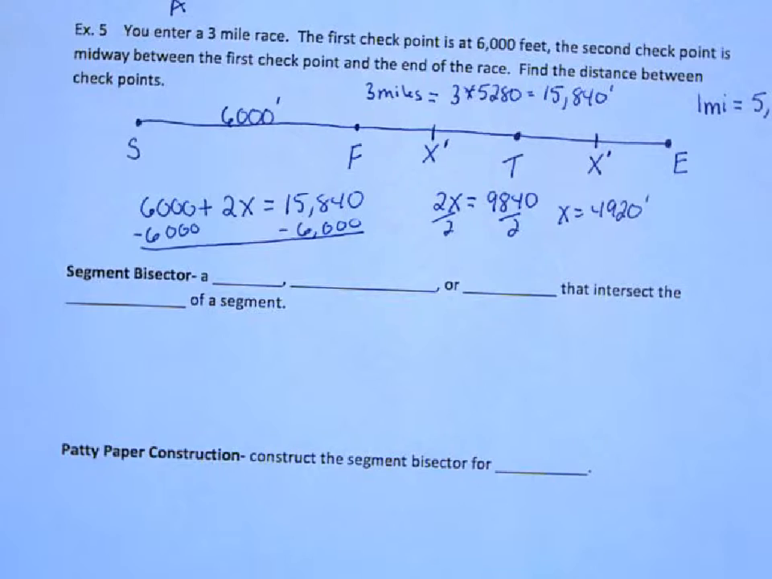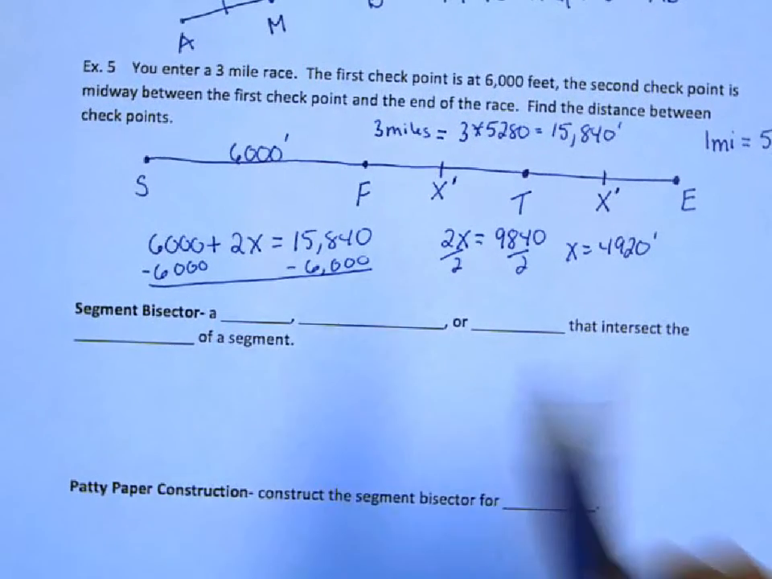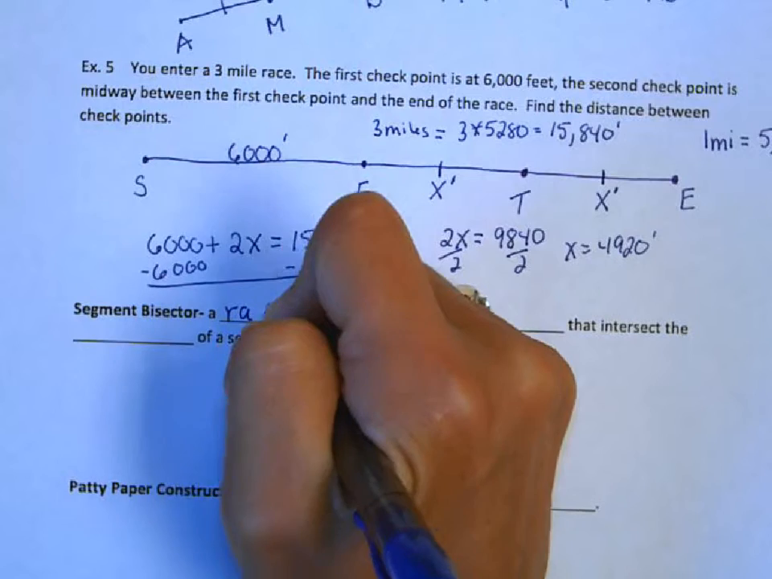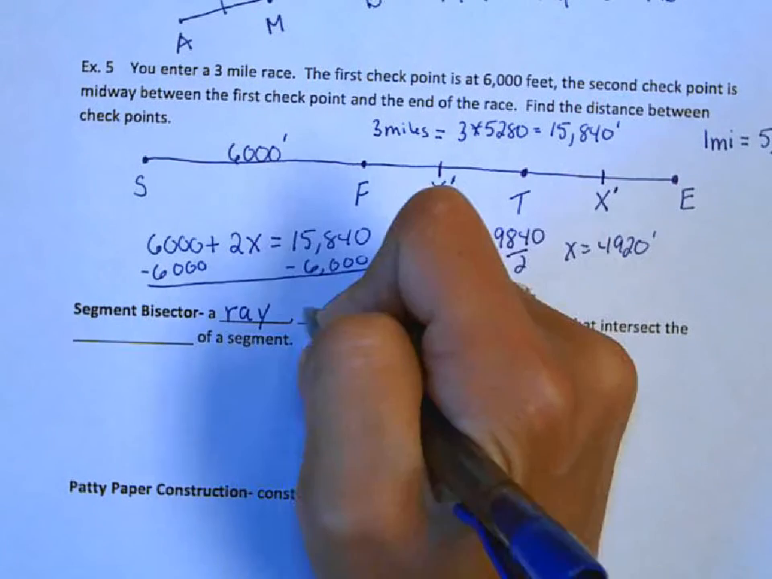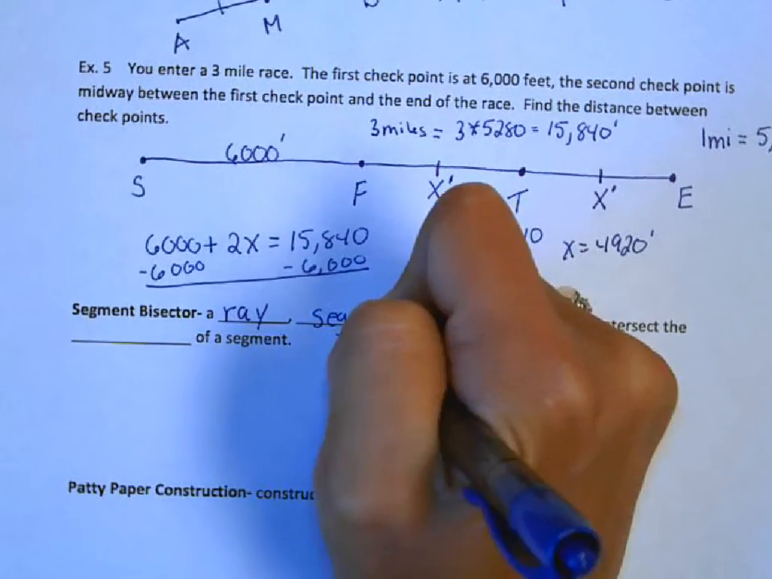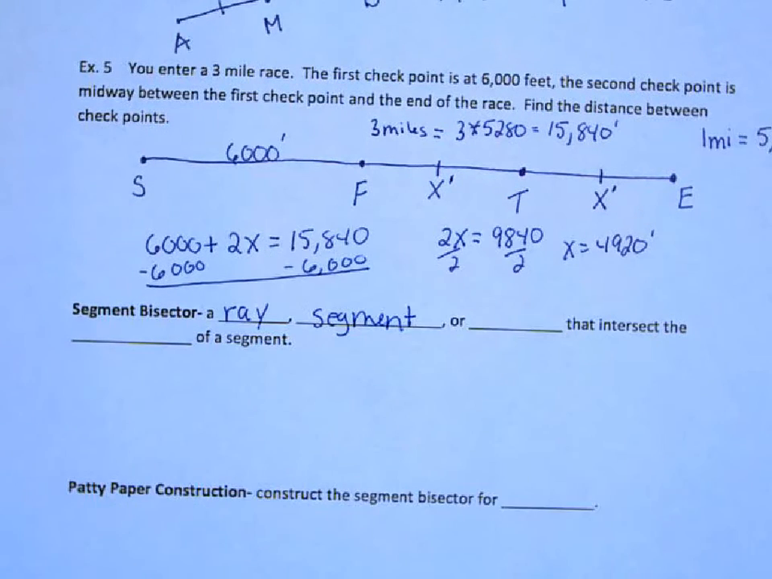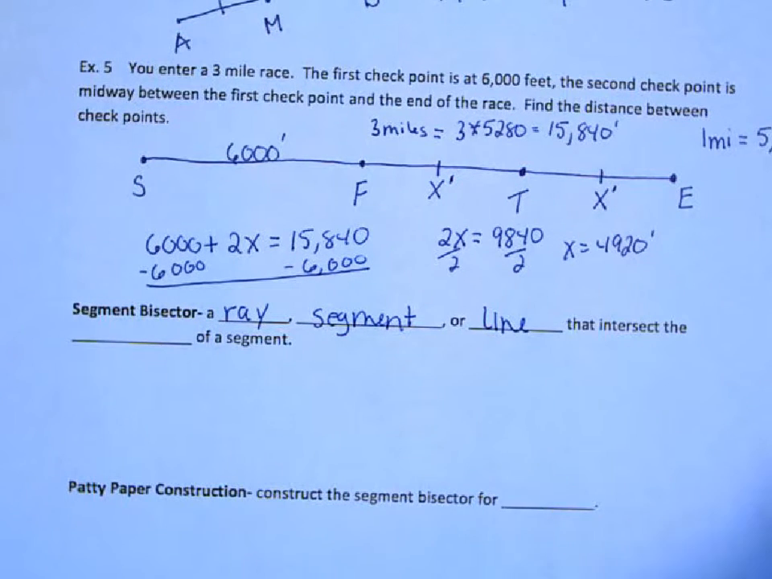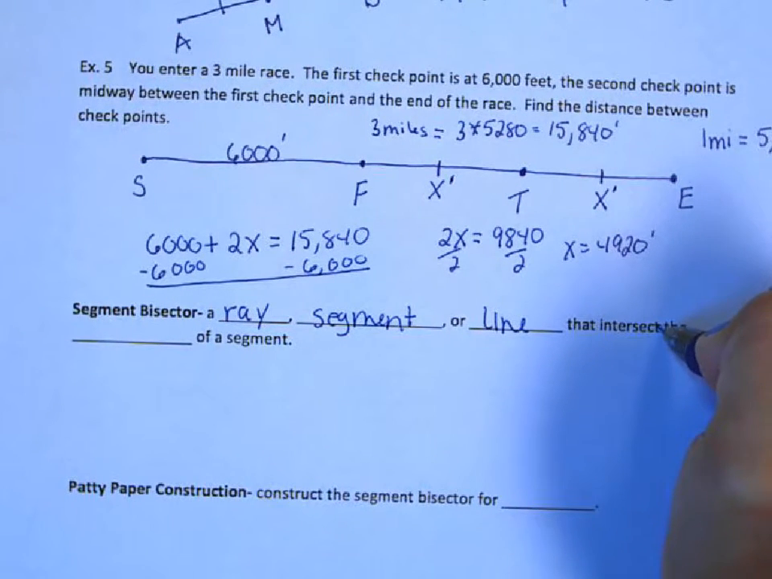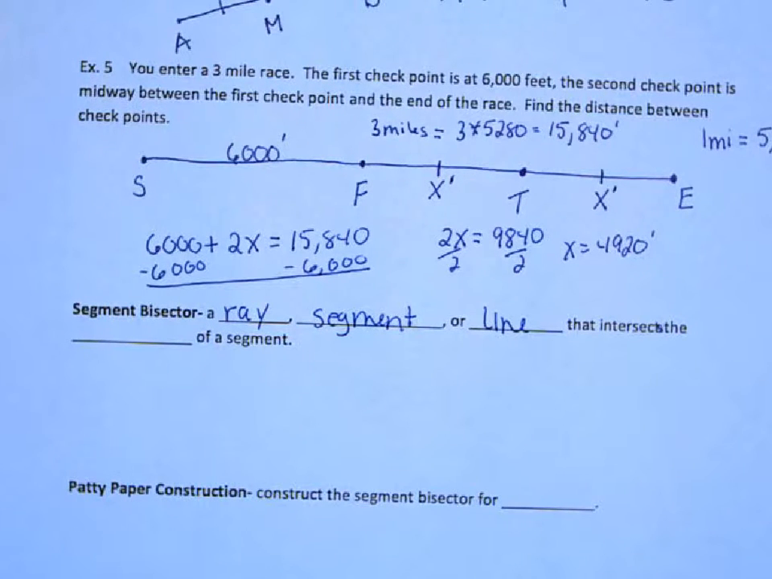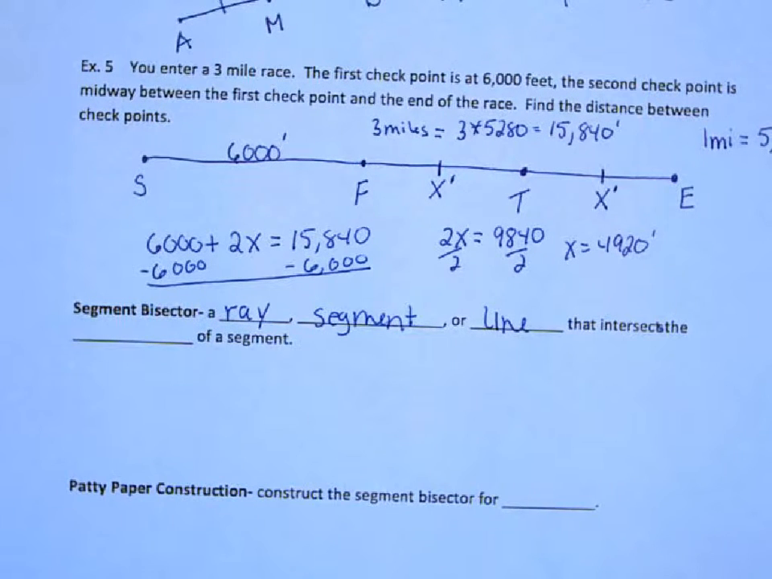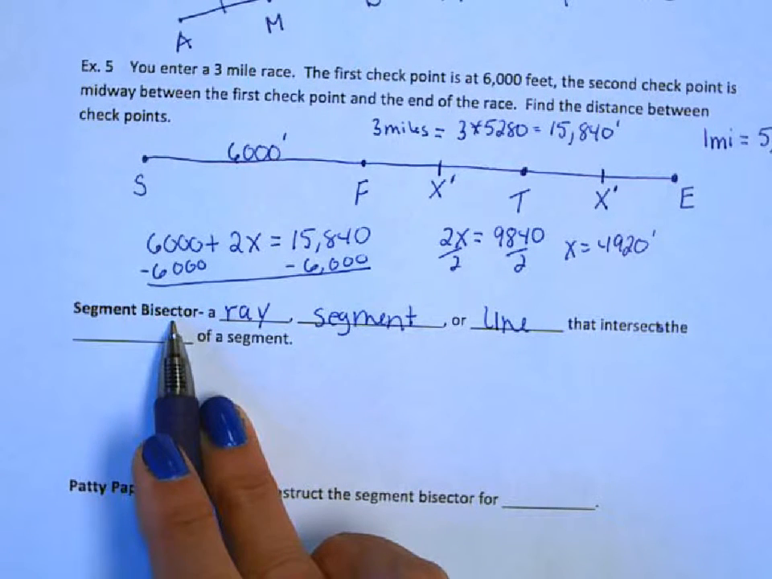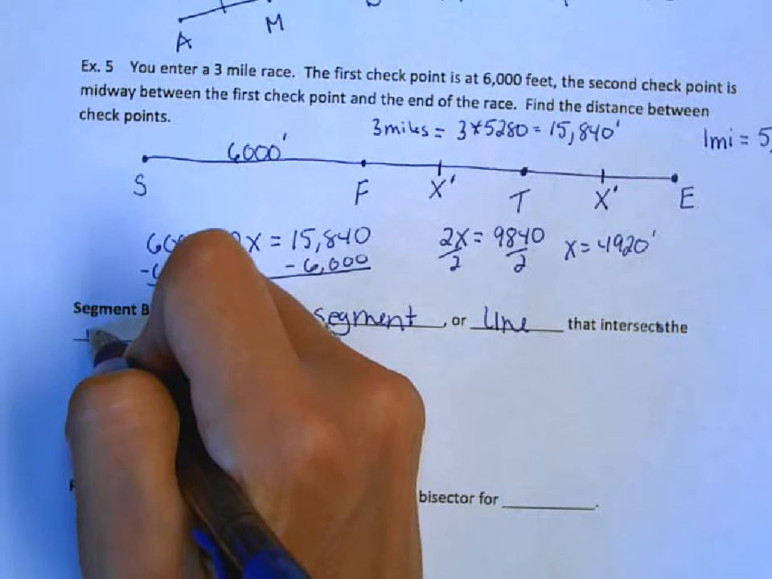Okay, next definition. Segment bisector is a ray, segment, or line that intersects, that should have had an S on it, that intersects the something of a segment. Think about it. Segment, bisector. The midpoint. Yep.